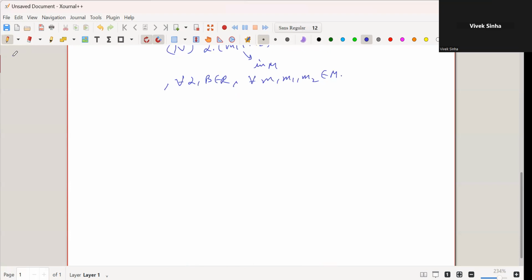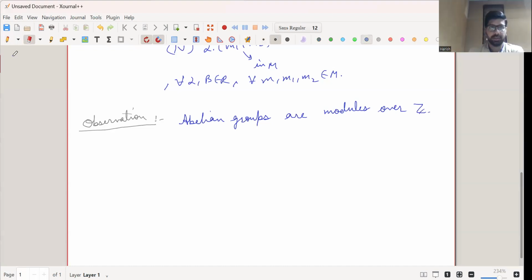So now one observation is abelian groups are modules over Z. That is, all abelian groups are modules over Z. For an arbitrary ring, this module structure would not be there for an abelian group, but over Z, every abelian group has a module structure, and let me tell you why.